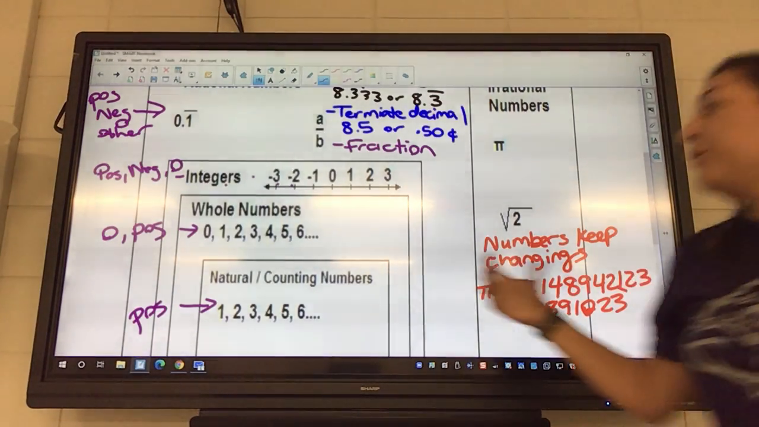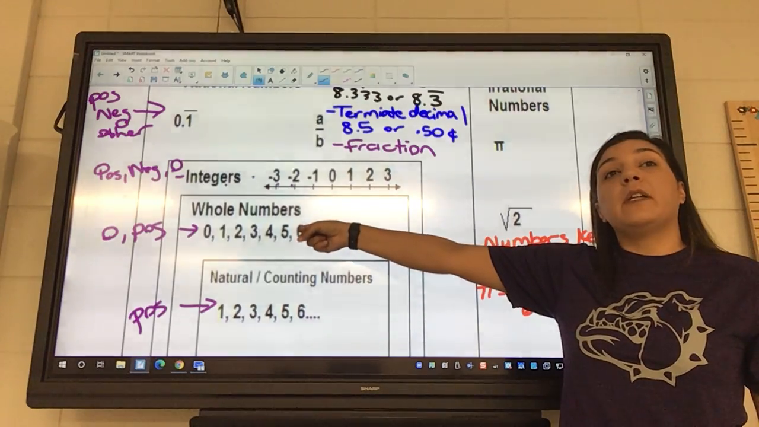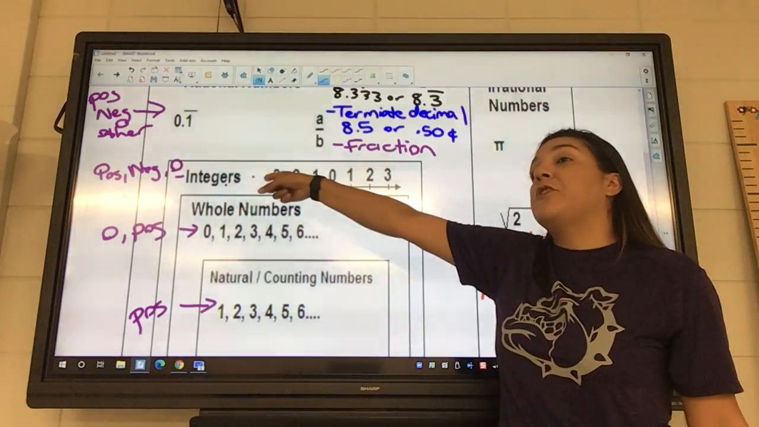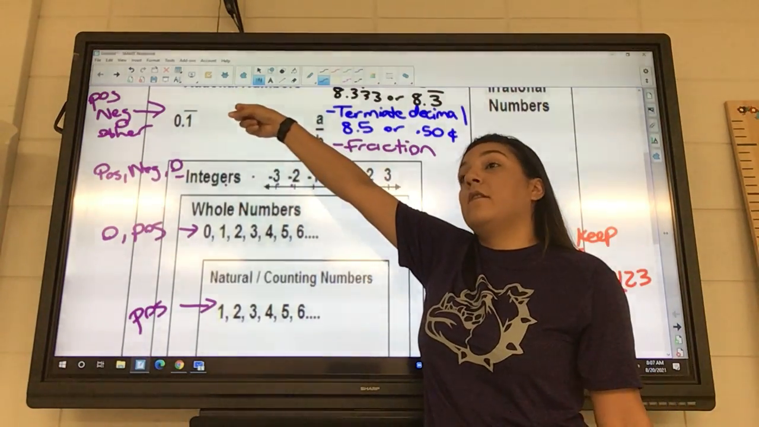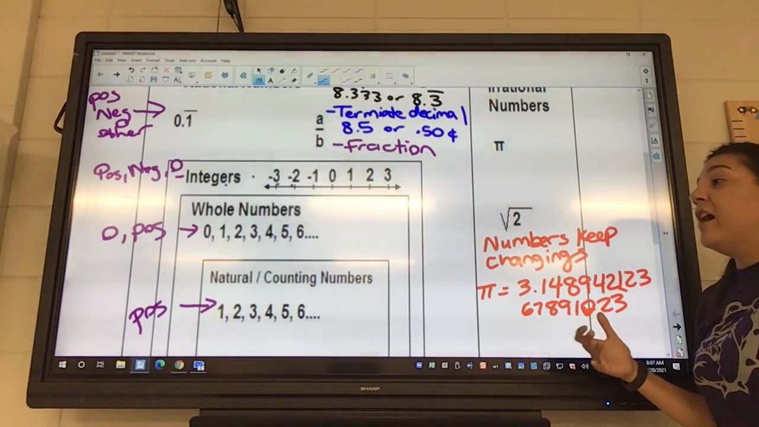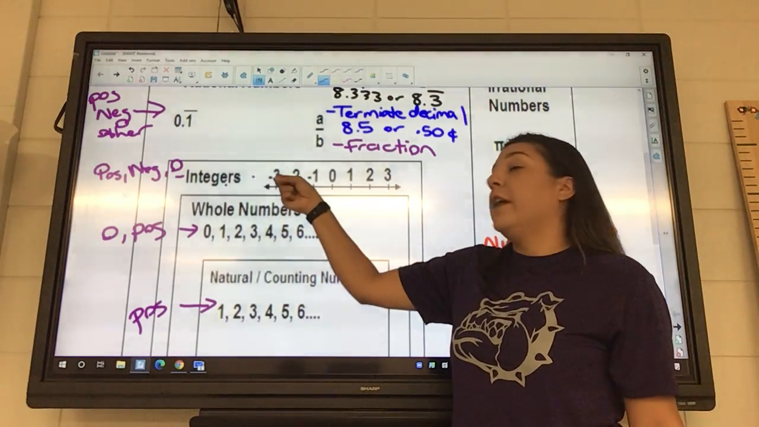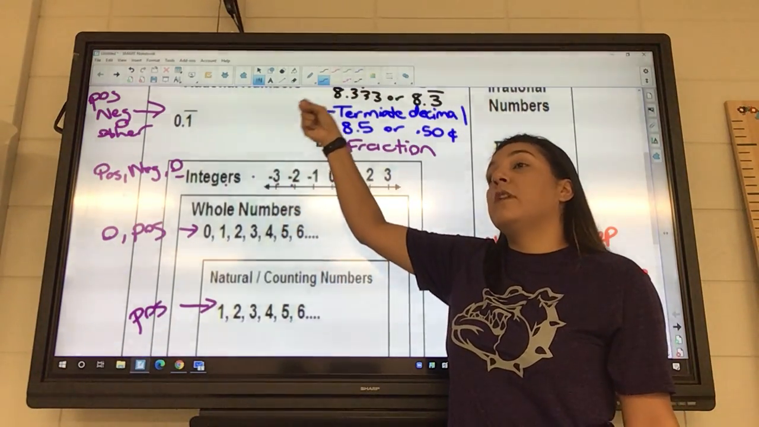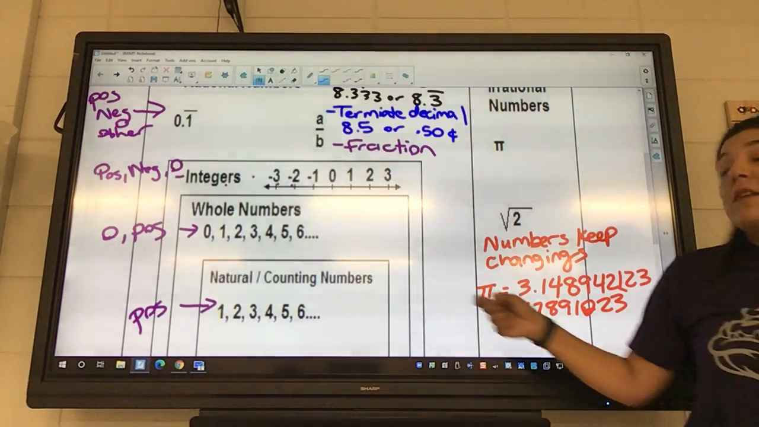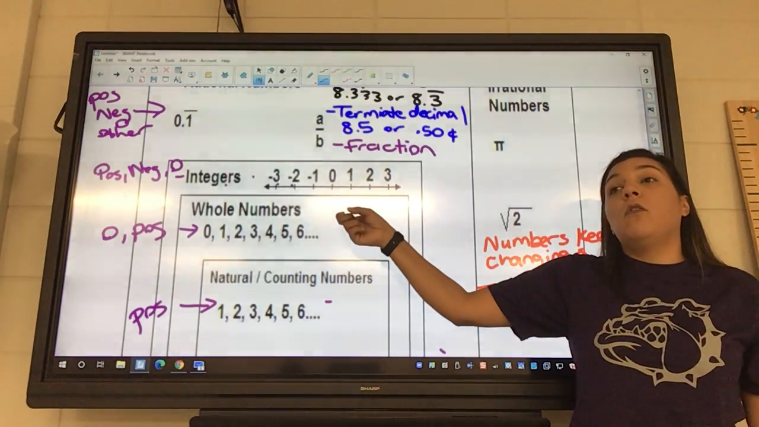If you have negative 3, is that a natural? No. Is it a whole? Negative 3? No, because it's a negative, it's not a positive or a 0. Is it an integer? Yes, and then yes. So yes, it's an integer, yes, it's rational. What about 0.5? Is it a natural? No. Is it a whole? No. Integer? No. Rational? Yes. What about the number 7? Is 7 a natural? Yes, because it's positive. Is it a whole?